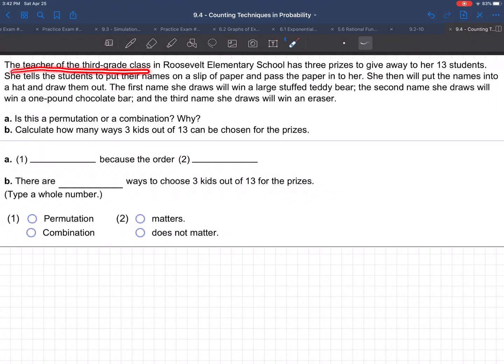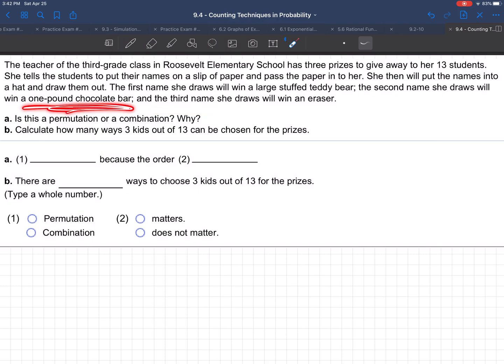The teacher of the third grade class in Roosevelt Elementary School has 3 prizes to give away to her 13 students. She tells the students to put their names on a slip of paper and pass the paper in to her. She then will put the names into a hat and draw them out. The first name she draws will win a large stuffed teddy bear. The second she draws will win a 1-pound chocolate bar. And the third name she draws will win an eraser.